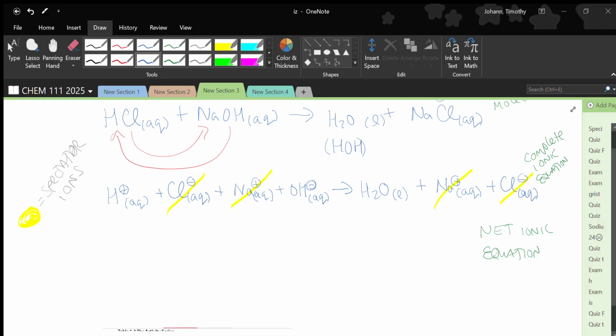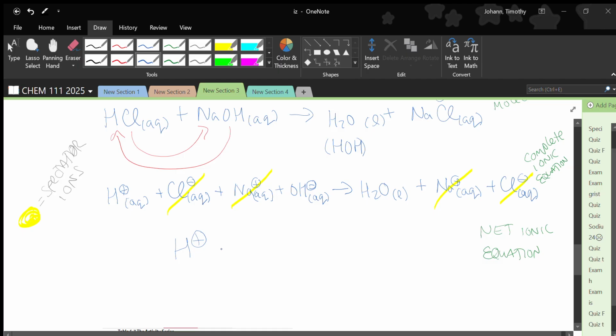Okay, so what have I got left here? I've got H plus plus OH minus makes water. So my net ionic equation is just going to be this for a neutralization reaction.